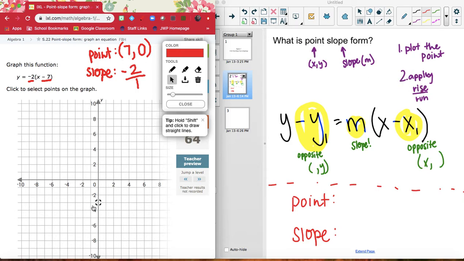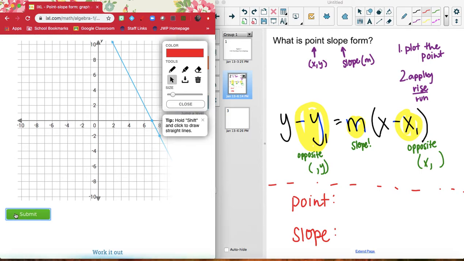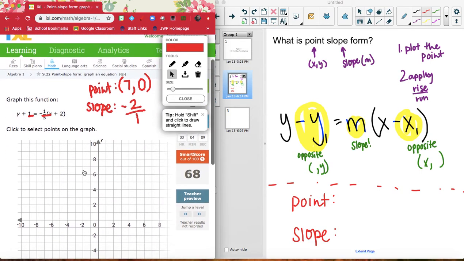So 1, plotting the point, x is 7, y is 0. There is my point. Now from the point I made, I'm applying the slope. So I'm doing the rise over the run. In this case, the rise is negative 2, so I'm going down 2 over 1. I always go over to the right. Always, always, always. Now that I've plotted that, I've got my line, and I was perfect.